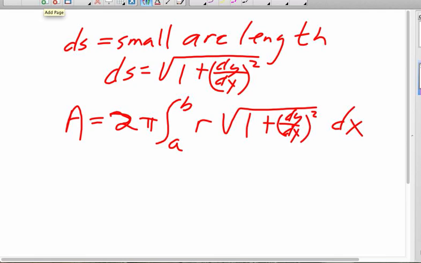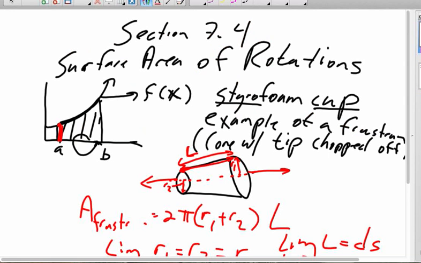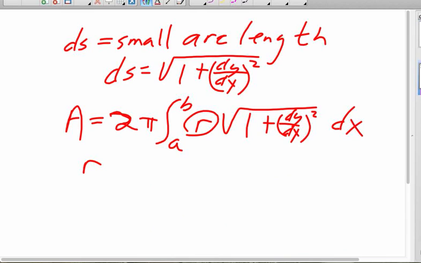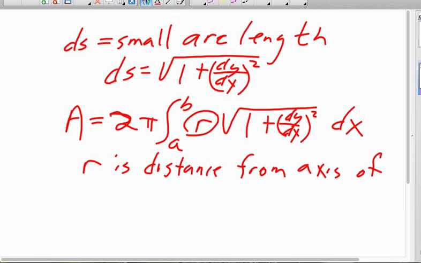All right, so now let's take a look at what this r is, and let's go back to our original picture, which is right here. R is basically just the distance from our axis of rotation to the curve we are rotating.